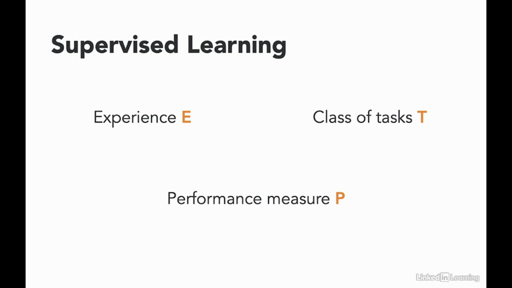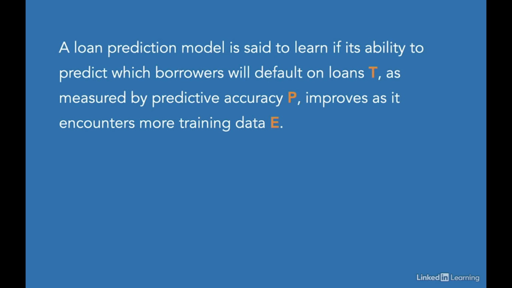In our loan outcomes example, the experience is the historical loan data that we use to train the model. The task is to predict who will or will not default. And the performance measure is predictive accuracy, which is measured by how well the predicted and actual outcomes match. We can reword the supervised machine learning definition as: a loan prediction model is said to learn if its ability to predict which borrowers would default on their loan T, as measured by predictive accuracy P, improves as it encounters more training data E.